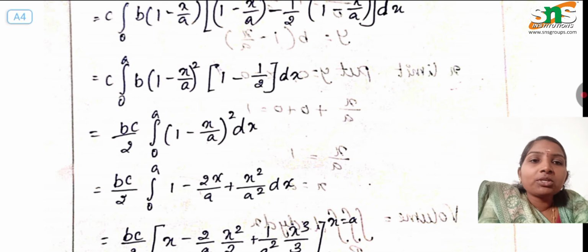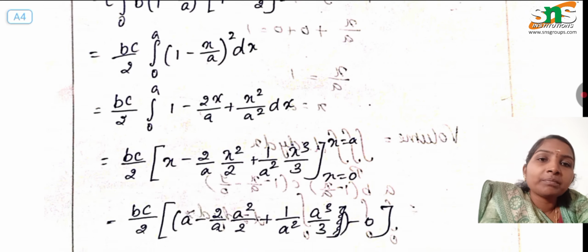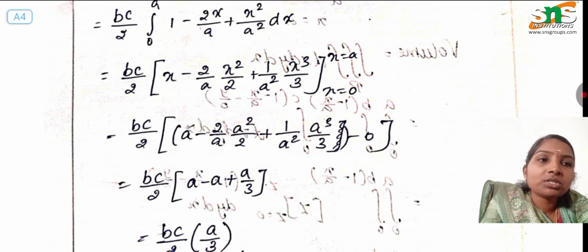So bc by 2 into integral 0 to a. On expanding with the formula for a minus b the whole squared, we will have 1 minus 2x by a plus x squared by a squared, dx. So what will be the integrated value here? Integrating 1, you will have x. 2 by a is a constant, and integrating x you get x squared by 2, plus 1 by a squared, and integrating x squared you will have x cubed by 3, within the limits x is equal to 0 to a.